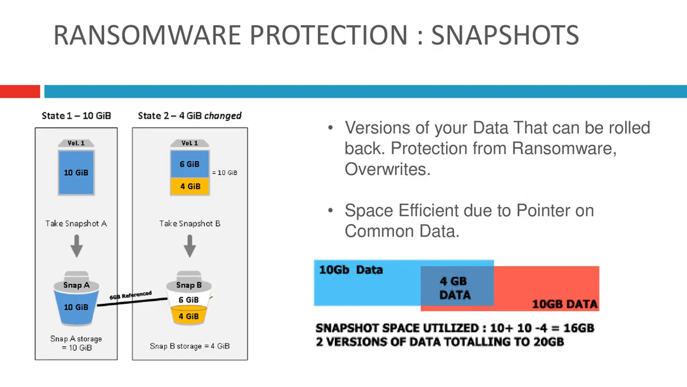Now you would ask, this will take a lot of space, right? Because if I have a file which is 10 GB today, and then I have a 10 GB tomorrow's version, then the total space required would be 20 GB. But snapshot is extremely space efficient. How it works is it works on pointers. So I've illustrated here, if you have a 10 GB file today, and tomorrow you have the same 10 GB file with only 4 GB of changed data, then the storage space that's taken up is actually only 16 GB. The common data is only stored once and stored as pointers on the second one. This is extremely, extremely important.